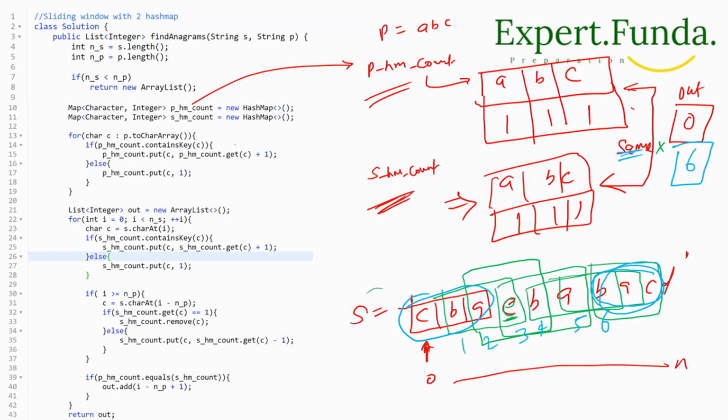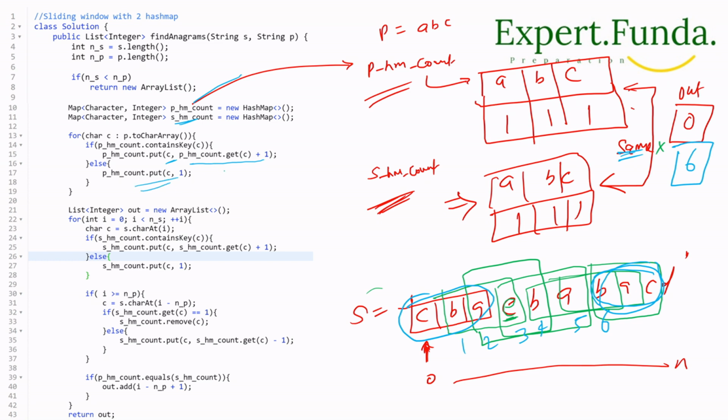Now you can see that I have taken one HashMap here, the P map, and another one, the S map. What I'm doing here is taking the character C, P dot charAt, and checking hm dot count contains key. At each count we are passing C, and we are updating its current count plus 1. If it is not available in that count, we are updating its count to plus 1.